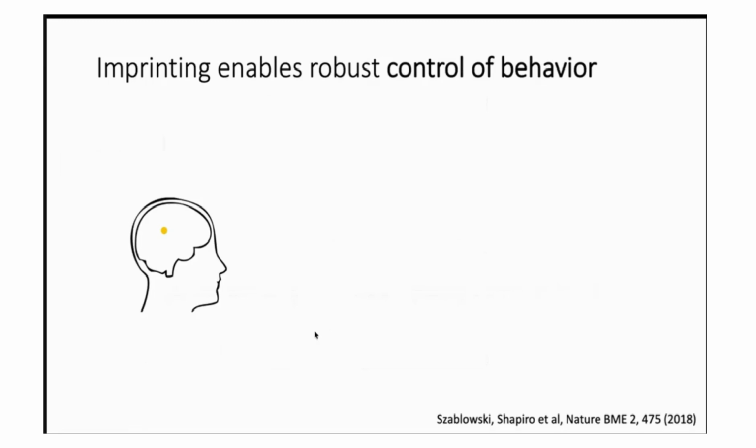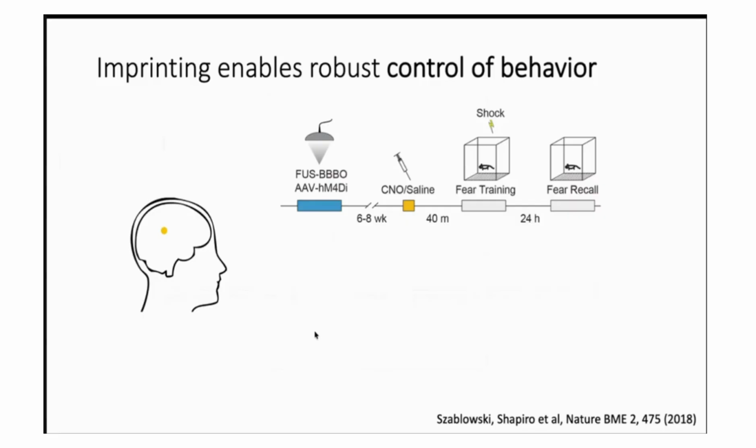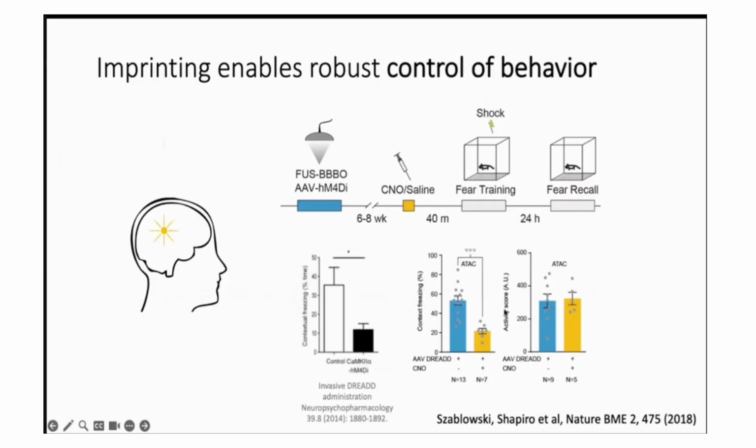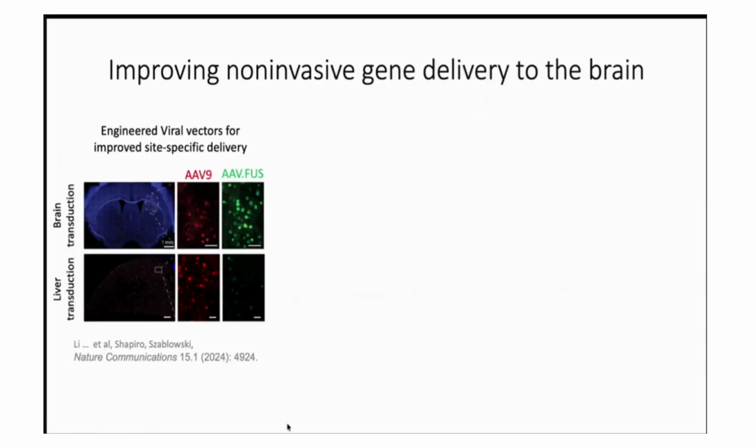We find that this imprinting of the chemogenetics in the brain can be about as effective as the invasive delivery. So focused ultrasound-mediated control of the hippocampus, in activation of the hippocampus during memory consolidation, has the same kind of magnitude of effect that you would expect if you were to do surgery and inject those DREADDs directly into the brain.